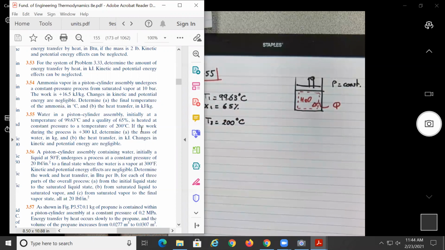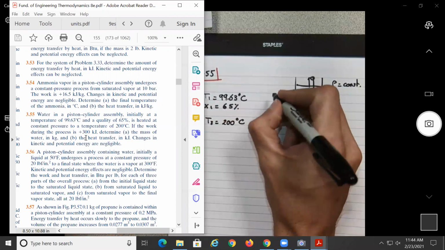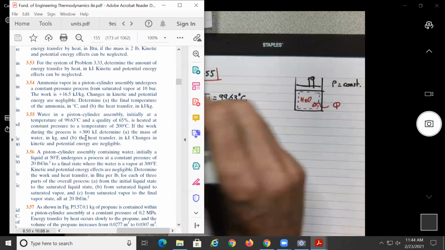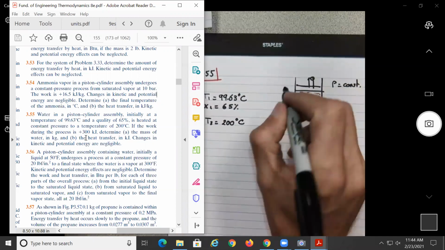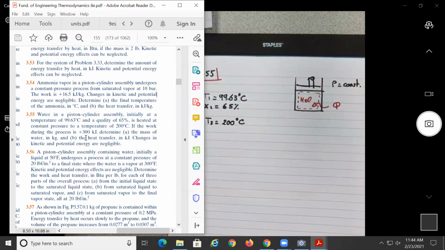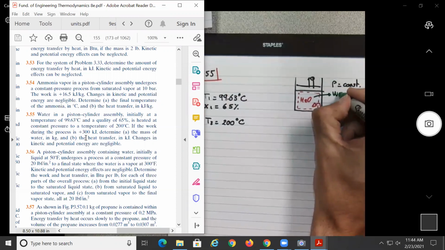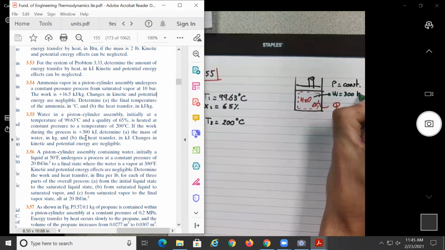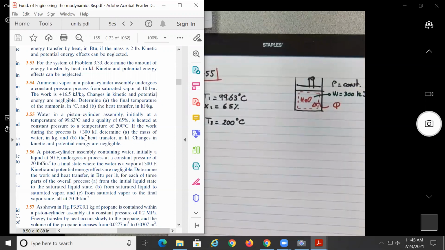Now the work, so we need to be careful here. If the work during the process is 300 kilojoules positive, so positive work for the book is work done by the system, no? If I remember right. So that means that there is 300 kilojoules going out.